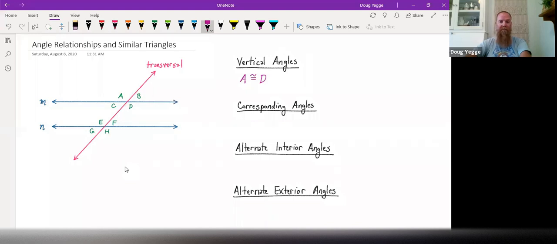So we can say over here that A is congruent to D because they are vertical angles. More specifically, we could also say that E is congruent to H because those are also vertical angles. So notice that they are essentially just on opposite sides of an X. And so E and H are also vertical angles. And so E is congruent to H.